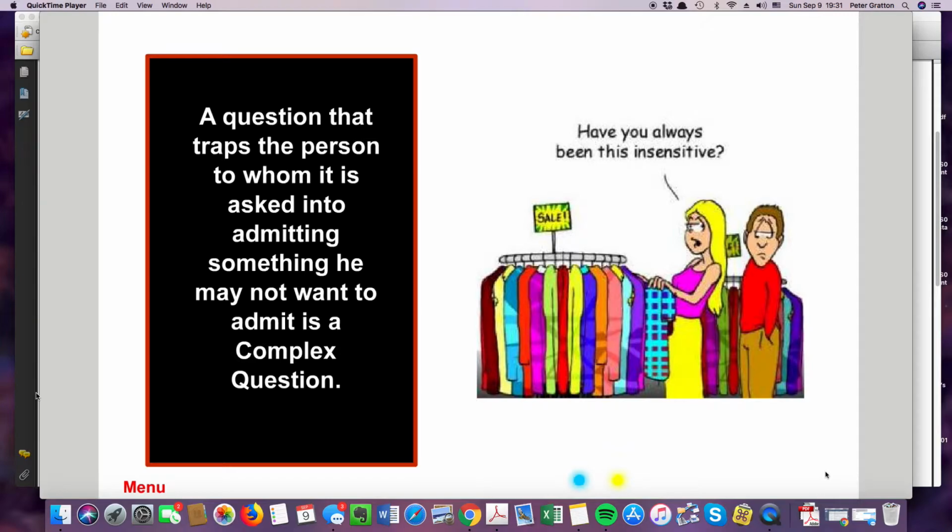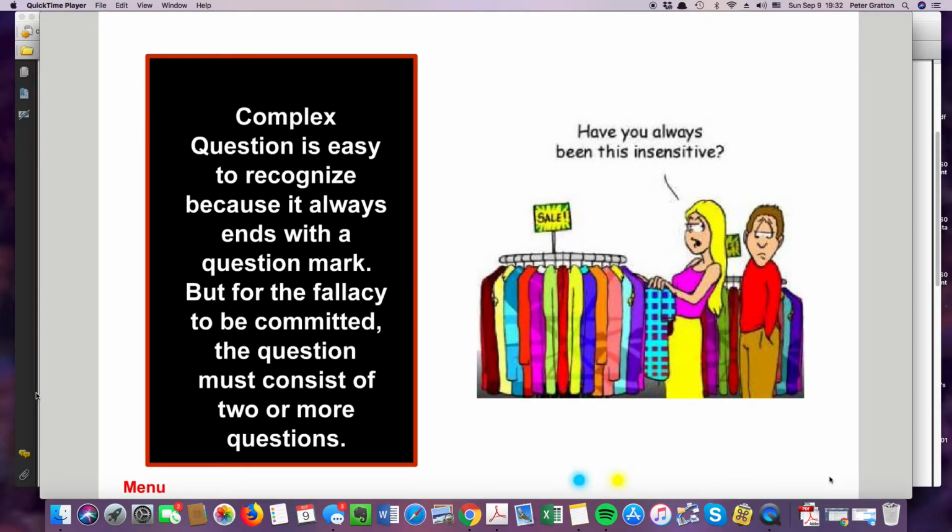A question that traps the person to whom it is asked into admitting something he may not want to is a complex question. And admit is a bit too strong. It just means there's no way to answer this without taking on some form of guilt. Complex question is easy to recognize because it always ends with a question mark, hence being a question. But for the fallacy to be committed, the question must consist of 2 or more questions.